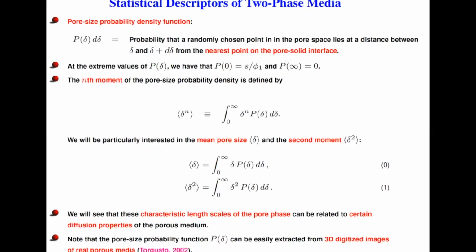And very specifically, we're going to be applying the first moment, which I'm going to call the mean pore size, as well as the second moment. And these are going to be important characteristic length scales of the pore space. And we're going to show that these characteristic length scales are going to be related to diffusion properties. The other thing I want to point out is that the pore size probability density function can easily be extracted from 3D digitized images of real porous media. And for that, I'm going to refer you to my book on random heterogeneous materials that has many references, but this was done well before my book.